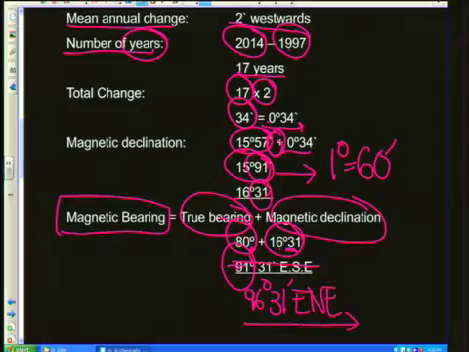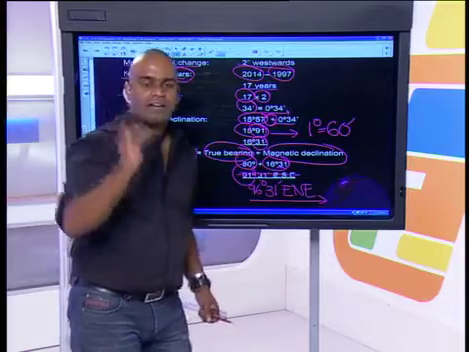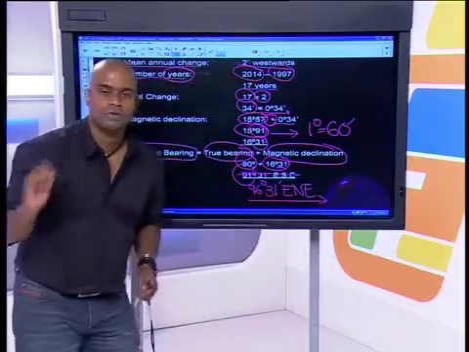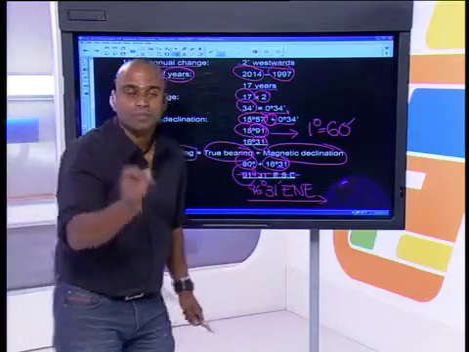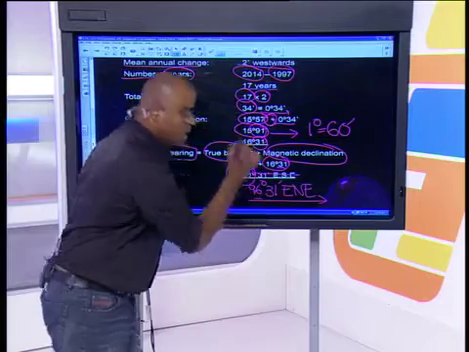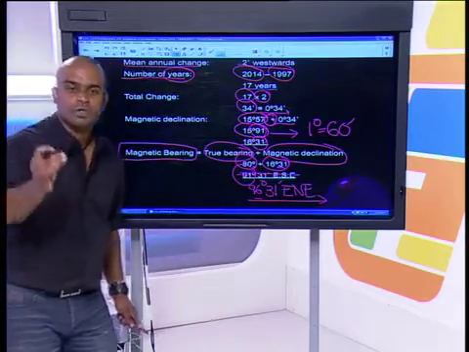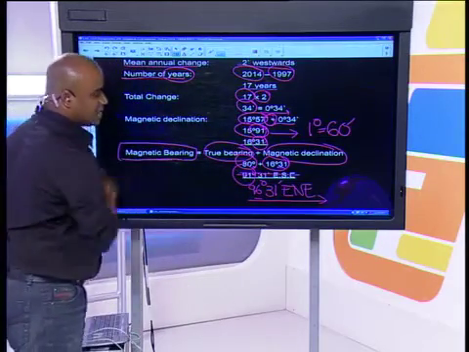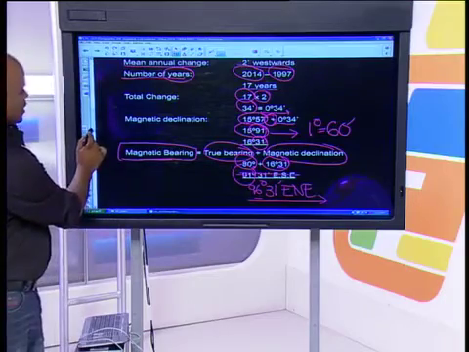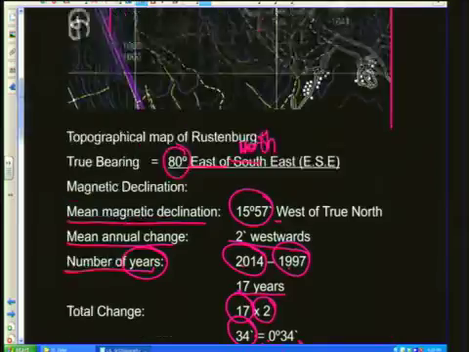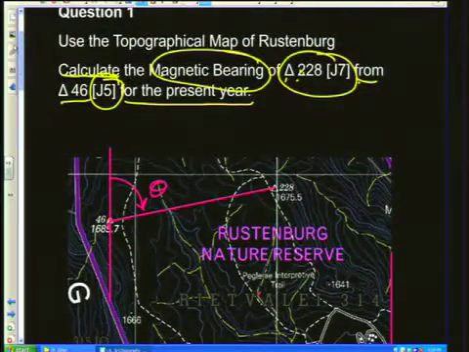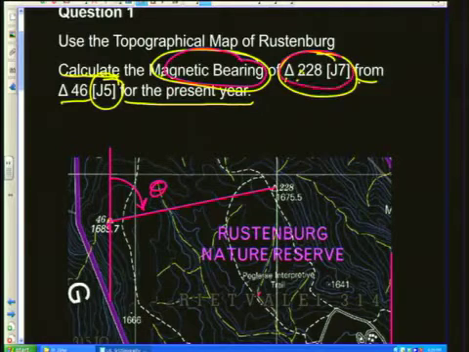Most of our learners write the following answer: west of true north. I want you to remember, you carry your direction from your true bearing down to your final answer. Your direction from your true bearing is carried to the magnetic bearing. Let's look at that again and what we've done. We've calculated, for an example, the magnetic bearing of trig beacon 228 from trig beacon 46.